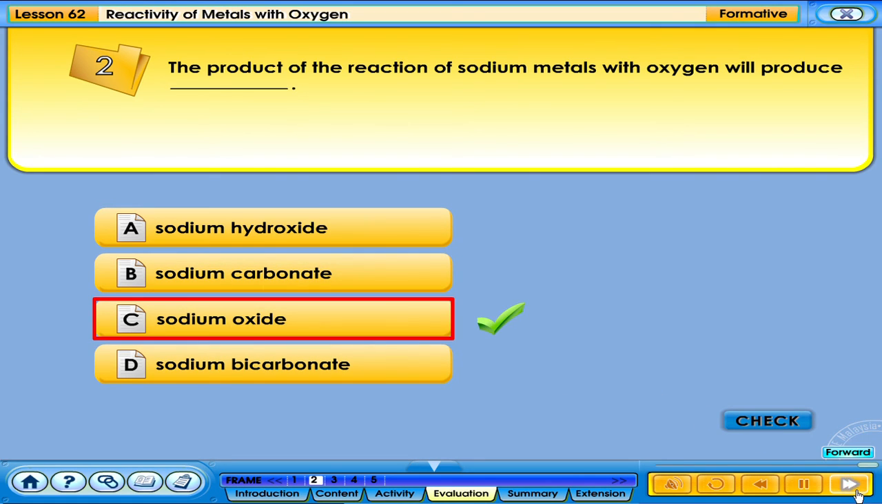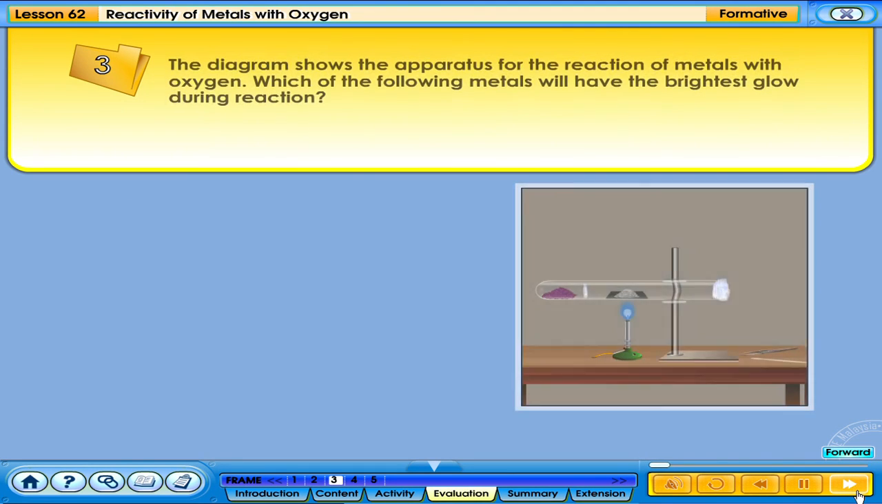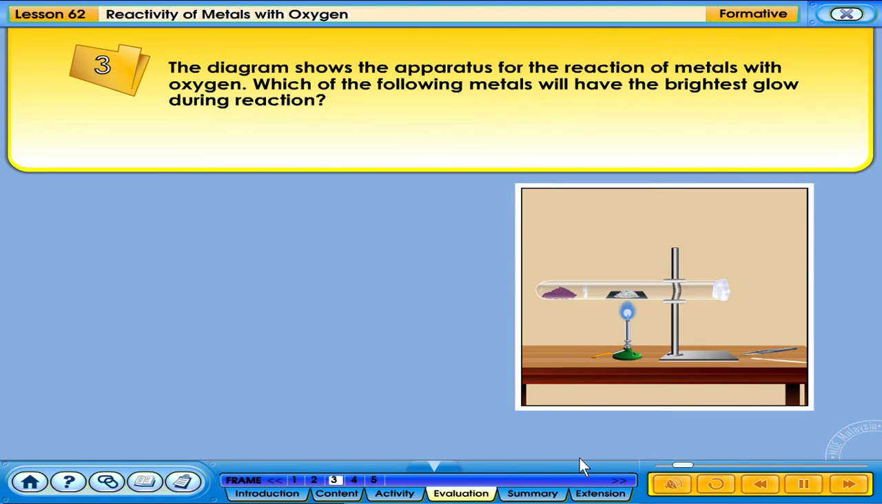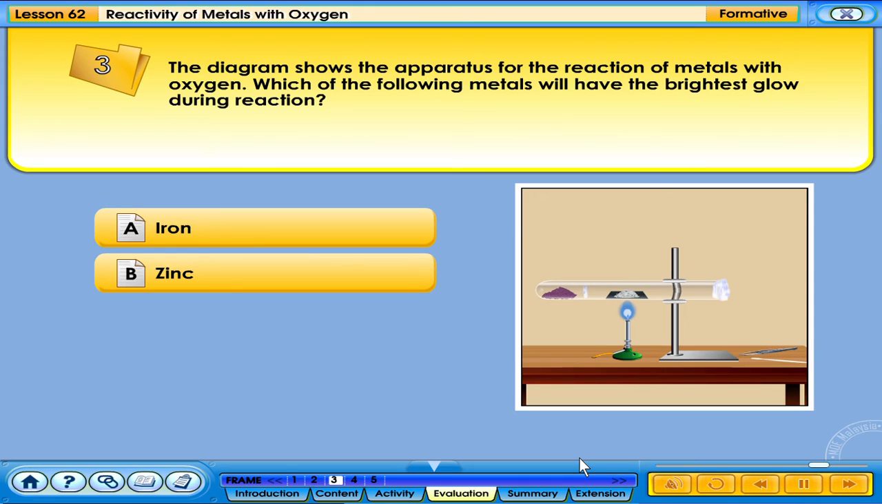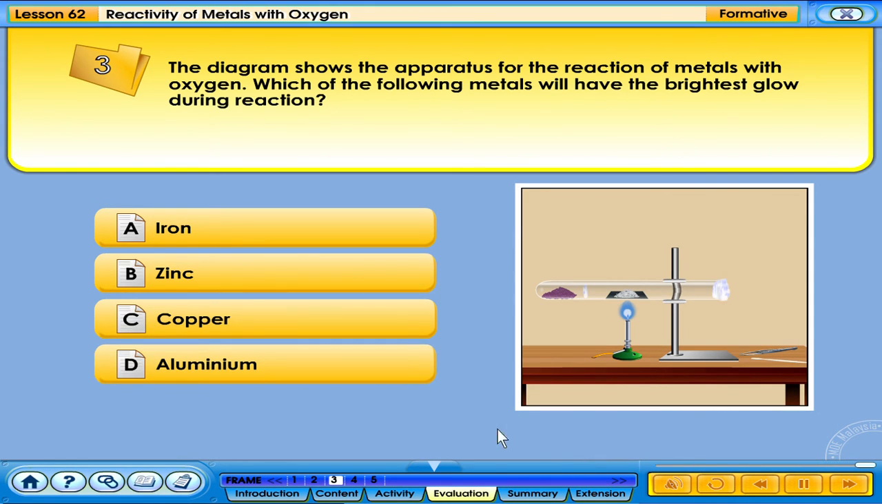Your answer is correct. The diagram shows the apparatus for the reaction of metals with oxygen. Which of the following metals will have the brightest glow during reaction? A. Iron. B. Zinc. C. Copper. D. Aluminum.